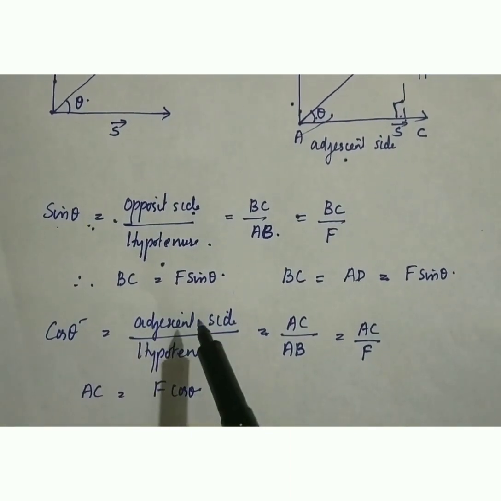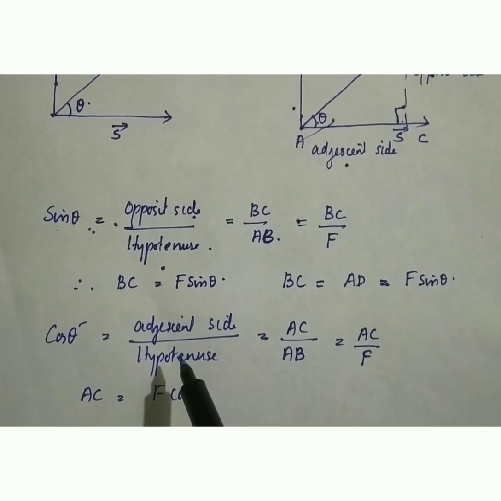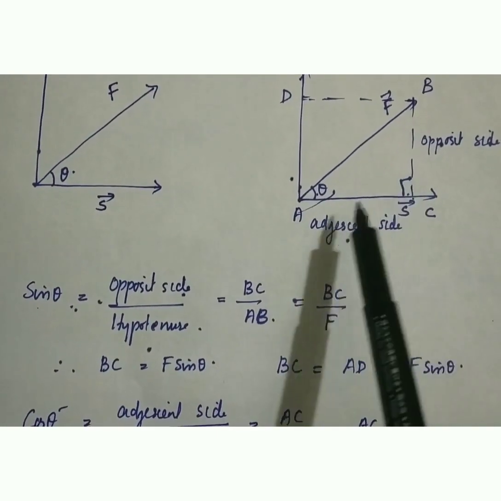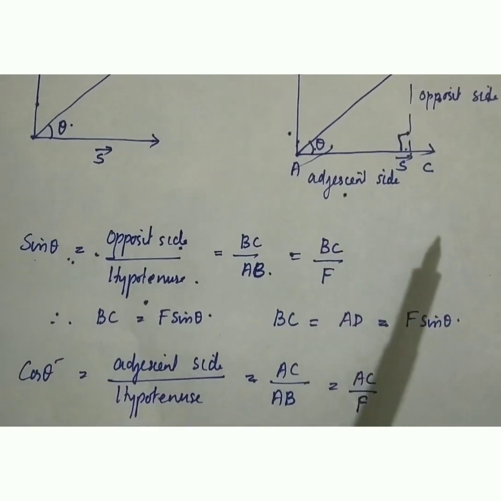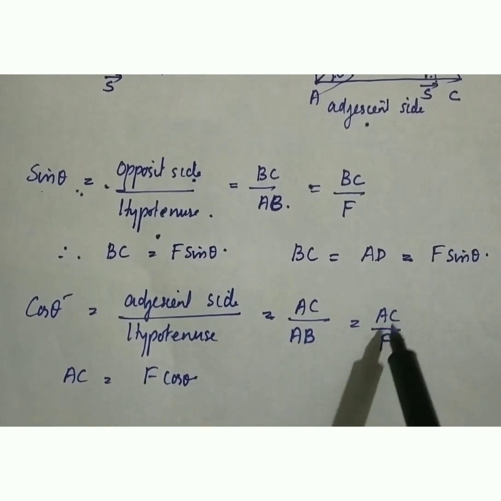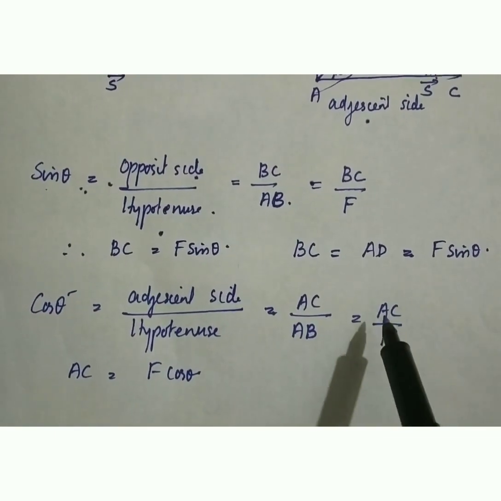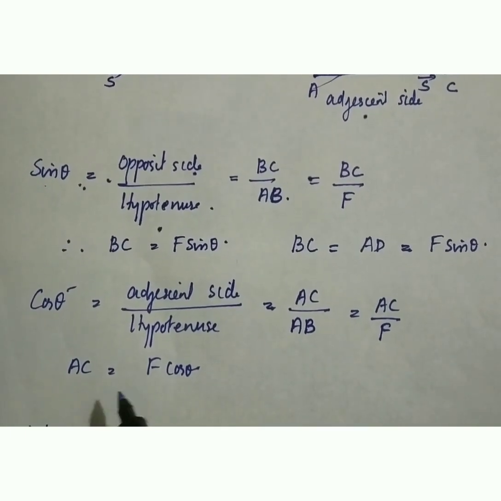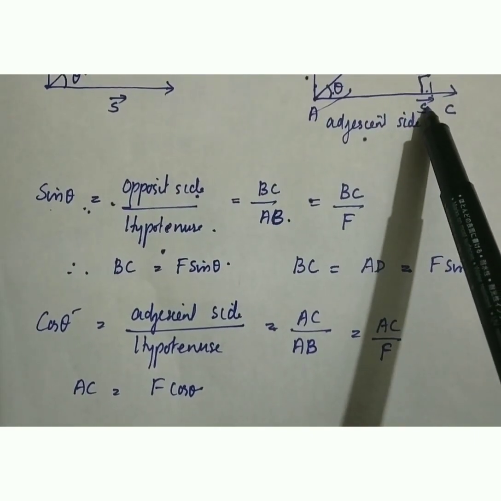Now, cos theta is equal to adjacent side by hypotenuse. So we can write adjacent side means AZ by AB. So we will get AZ by AB, that is equal to AC by F. AB means force F. So we can write AC is equal to F cos theta. So F cos theta is acting in the horizontal direction.